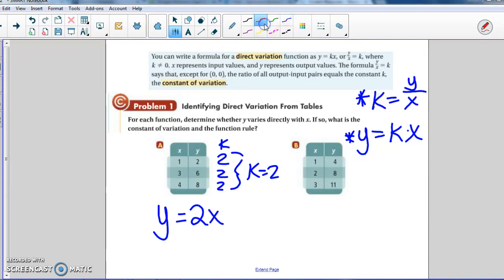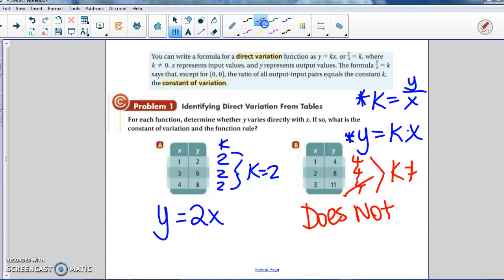The next one, we have an x and y table. 4 divided by 1 is 4. 8 divided by 2 is 4. 11 divided by 3 is not 4. Therefore, k is not the same, so this does not vary directly.